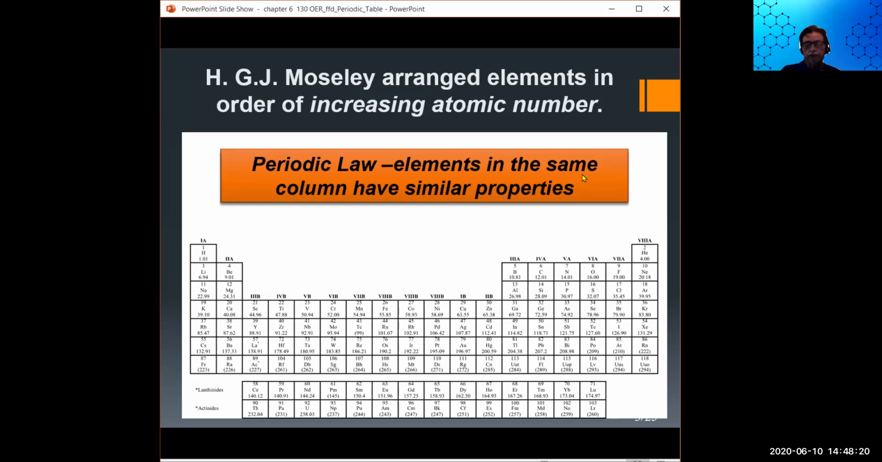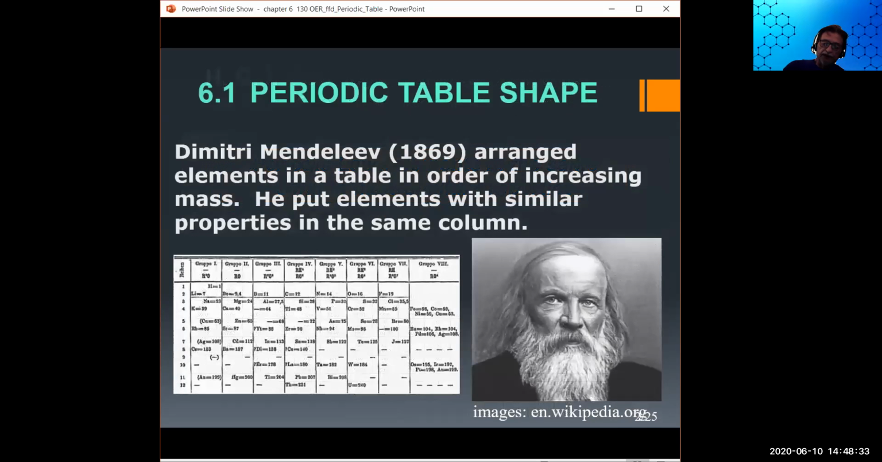Later on, closer to modern times, there's Moseley. He arranged the periodic table with increasing atomic numbers. Now, let me back up for a second. Notice in Mendeleev's table, there's a lot of holes in it. And what that initiated was scientists to go look for elements because his table predicted that there were missing elements out there. And sure enough, as time went on, scientists were able to find the elements that were predicted by Mendeleev's table.